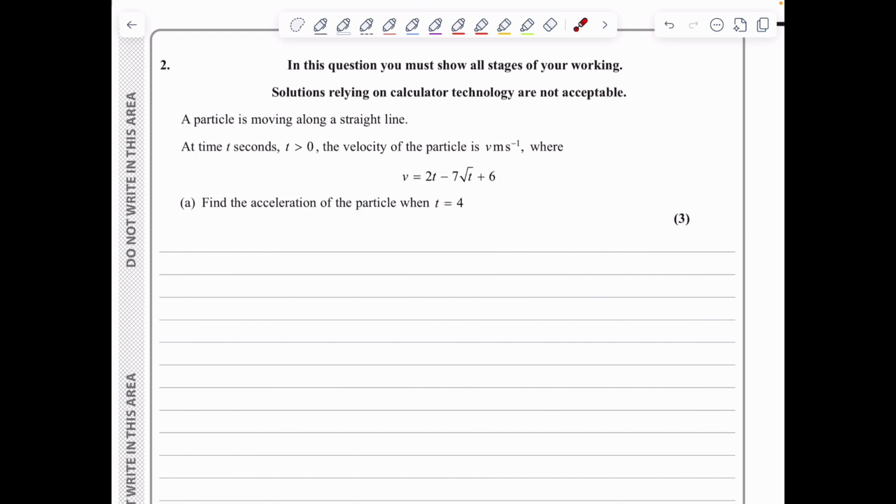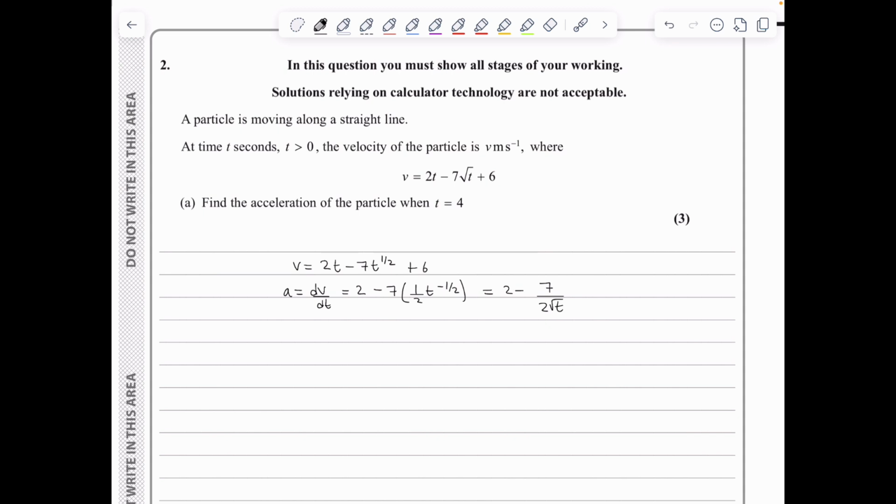Well, we know that the acceleration is the derivative of velocity with respect to time. So the first thing to do is write the expression for the velocity in index form. So we're looking at v is 2t minus 7t to the half plus 6. And I proceed, the acceleration is dv by dt. So this is equal to 2 minus 7 times a half t to the minus a half, which simplifies to 2 minus 7 over 2 root t.